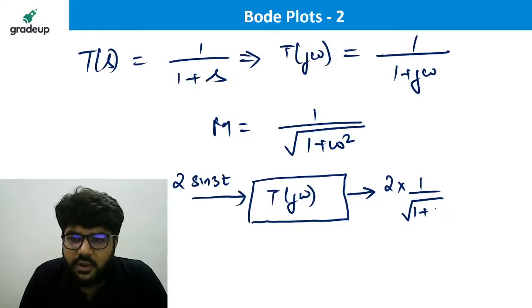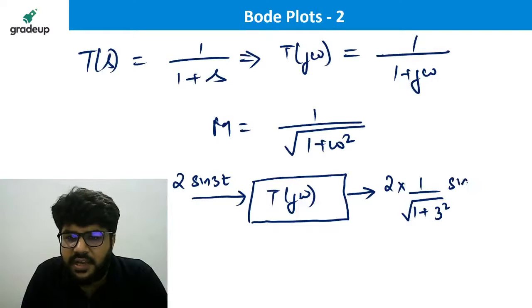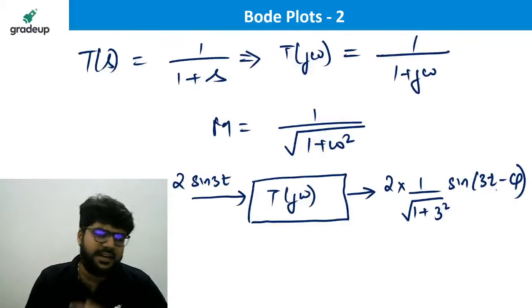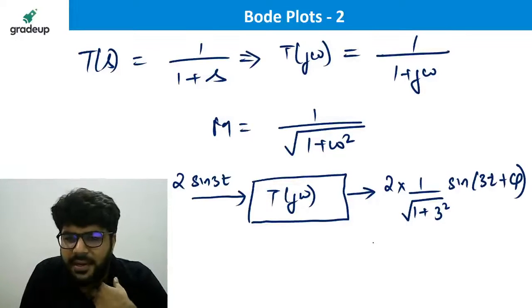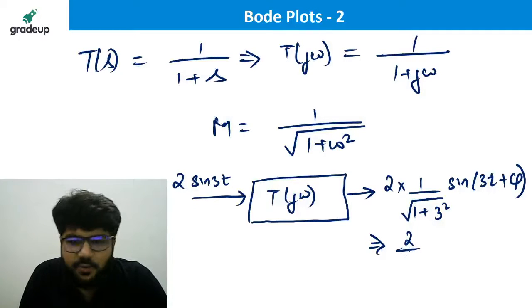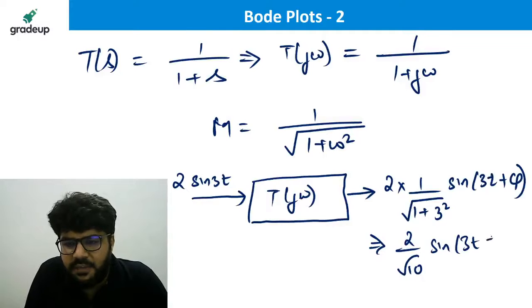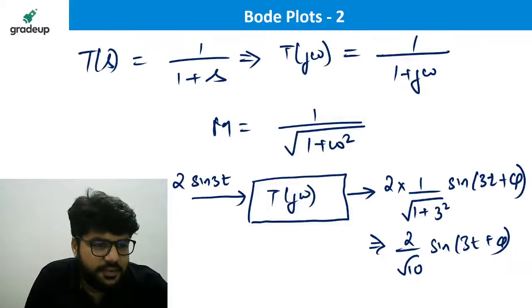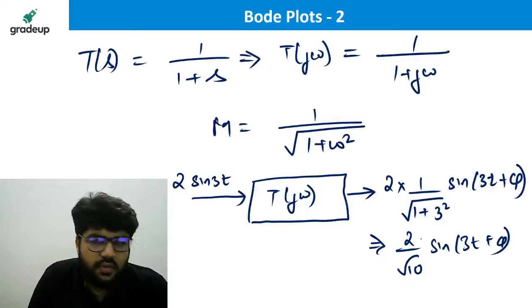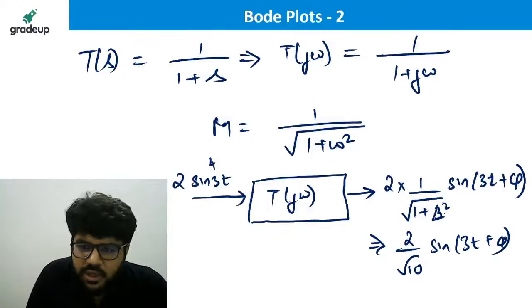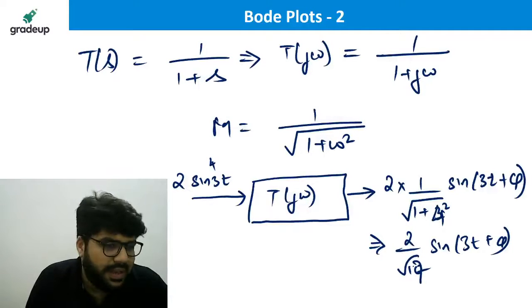The frequency 3 squared into sine of 3t plus the phase. Let that phase be anything. But the output amplitude will be 2 divided by root 10 into sine of 3t plus the phase. What if I change the frequency to 4t? If this is 4t, here also you will write down 4, correct? Then the amplitude of oscillation will be 2 by root 17.